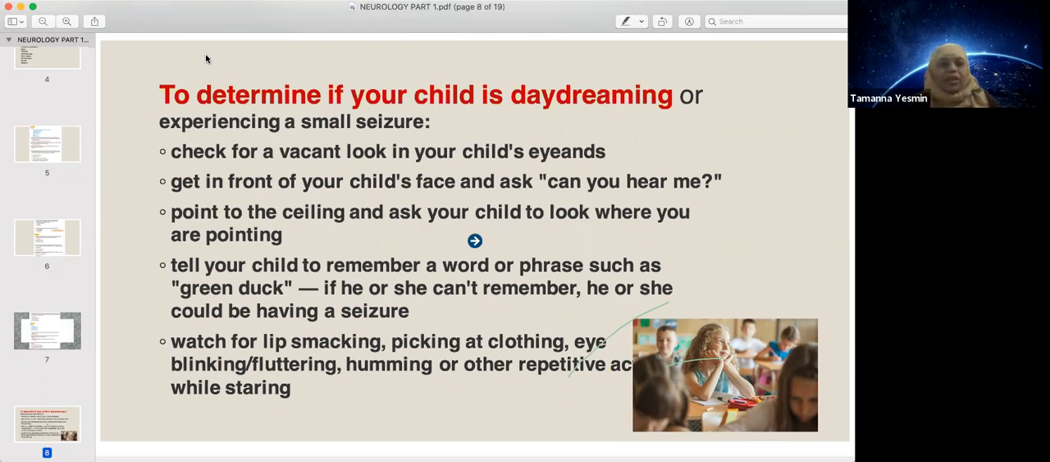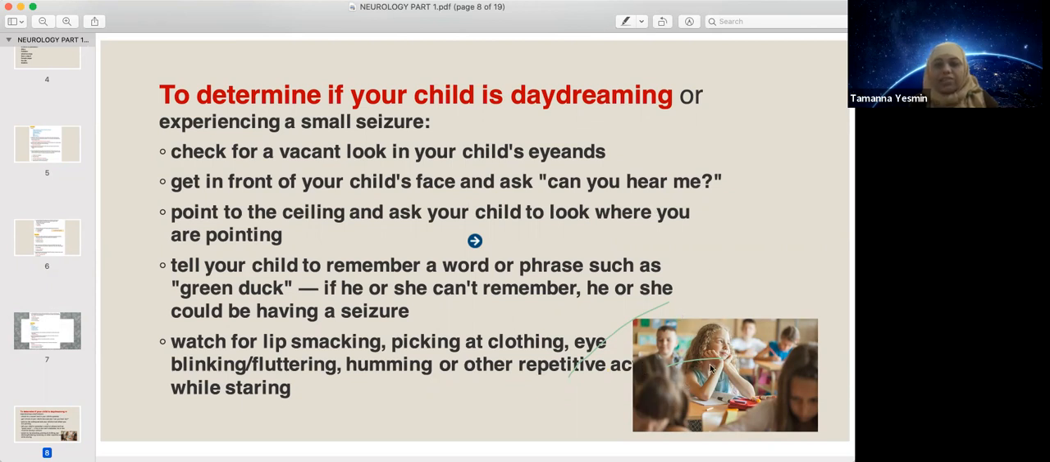Now, to determine whether it is daydreaming or seizure, check the vacant look of the child and get in front of the child's face and ask, can you hear me? Point to the ceiling and ask your child to look. Where are you pointing? Look at the ceiling like this. Tell your child to remember a word like green duck. Did you see the green duck today?